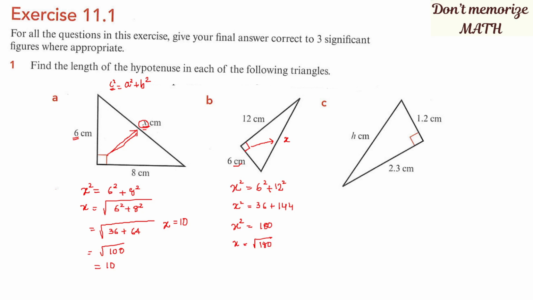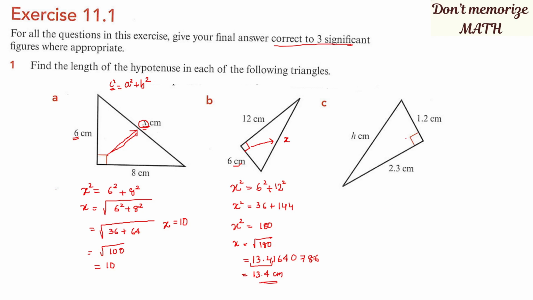Just use your calculator, because here they have said your final answer must be in three significant figures, right? The square root of 180 gives you 13.41640786. We need only three significant figures, so 13.4. The unit is centimeters.